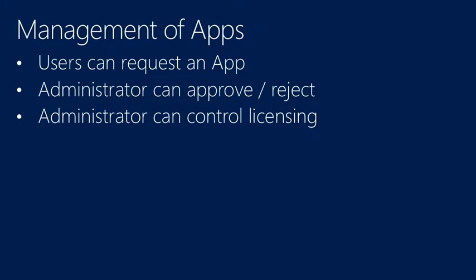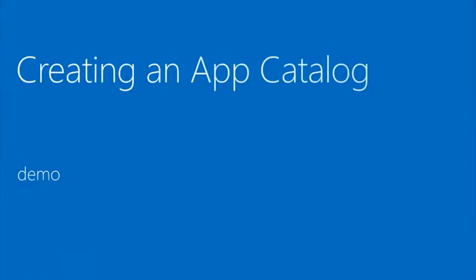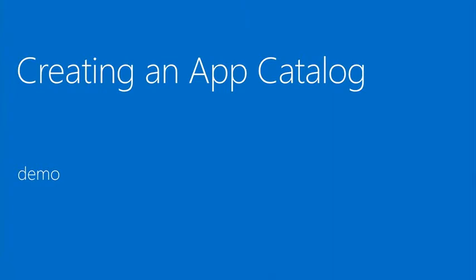Farm administrators and the app catalog site owner can then view and respond to those app requests to approve or reject apps. And it also gives some control over the licensing. So we're going to switch back over to the demo environment, and we're going to go through creating an app catalog.